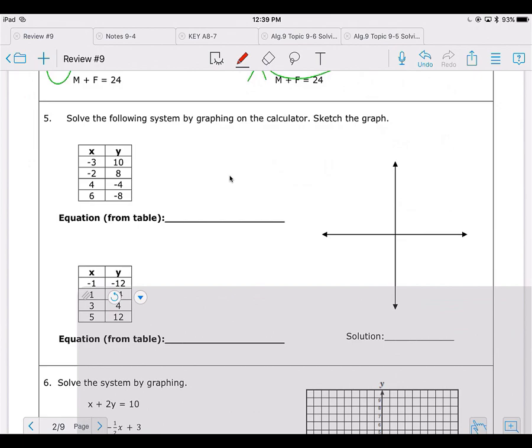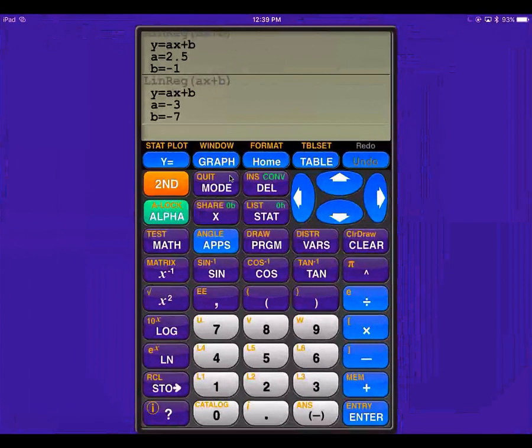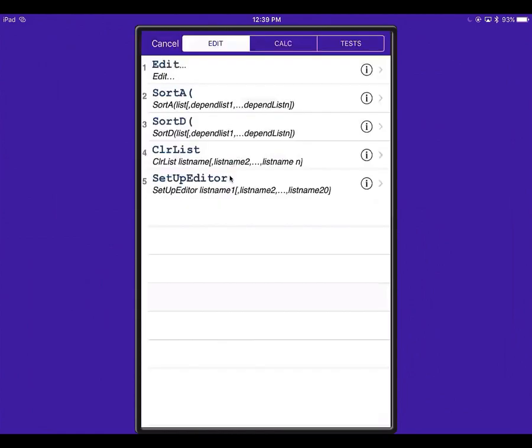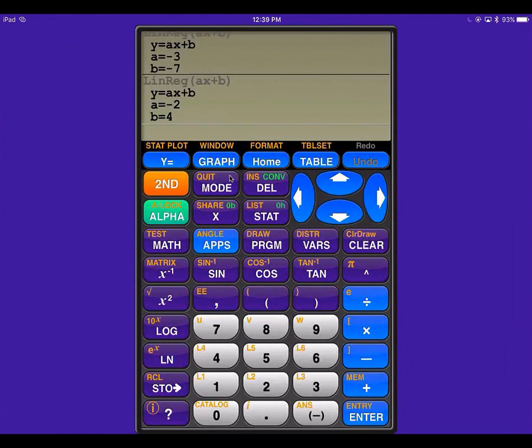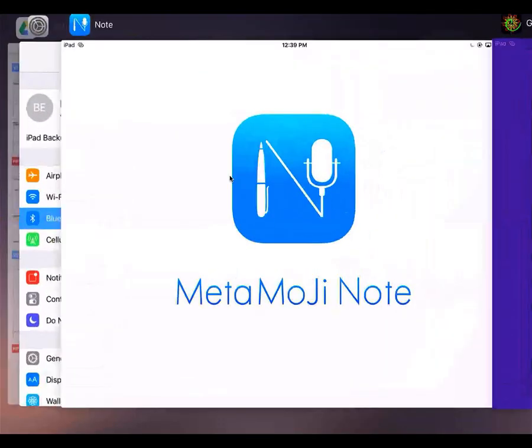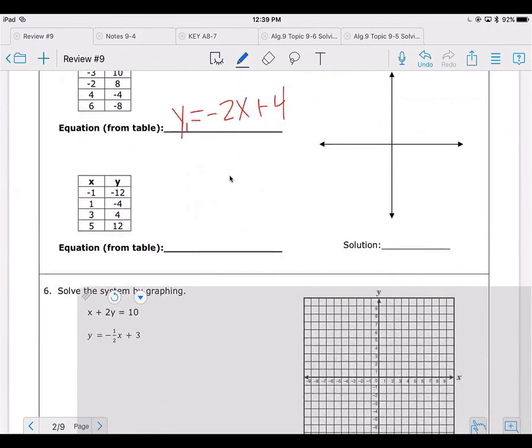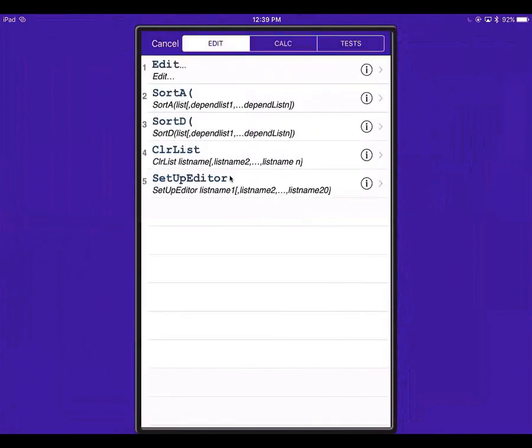Problem 5 asked me to solve the following on the calculator and sketch a quick graph. So for both of these tables, I need to plug them into stat edit to find my equations. So I'm plugging in my first table exactly like I see it. Stat, calc, 4, enter, enter, enter, and we get y equals -2x plus 4. And because they want me to graph these in my calculator, I do need to label which one I'm using as y1 and which one I'm using as y2. I'm going to put the second one into stat edit.